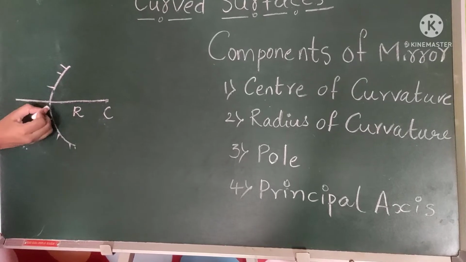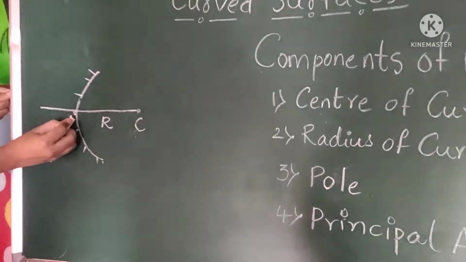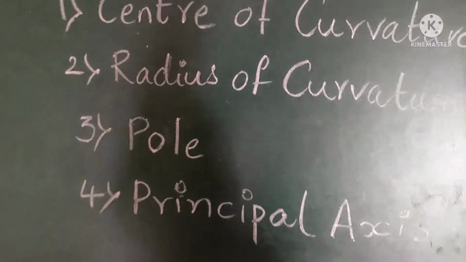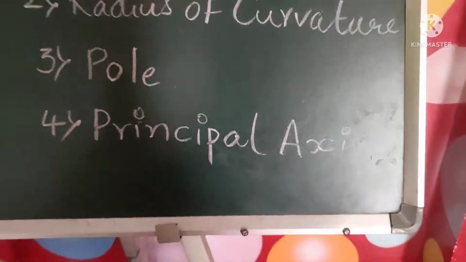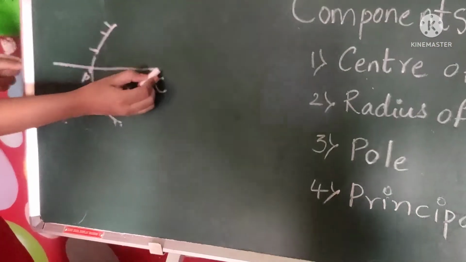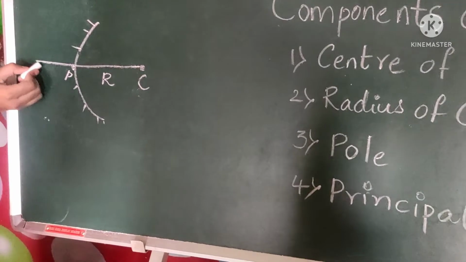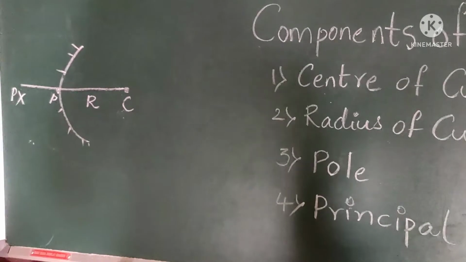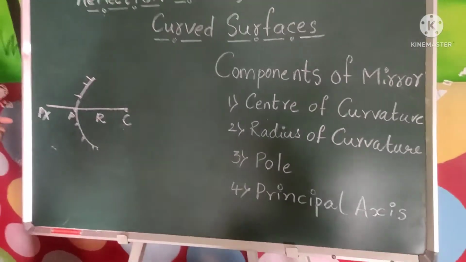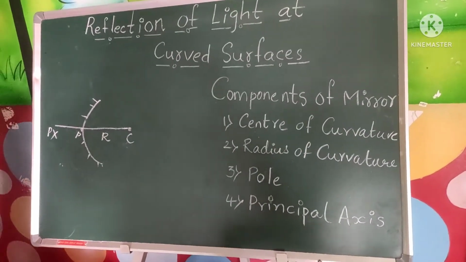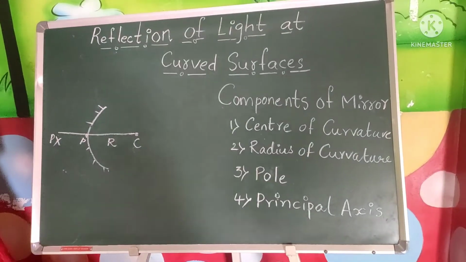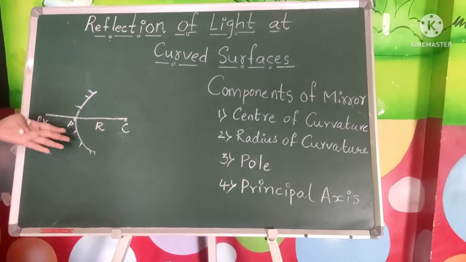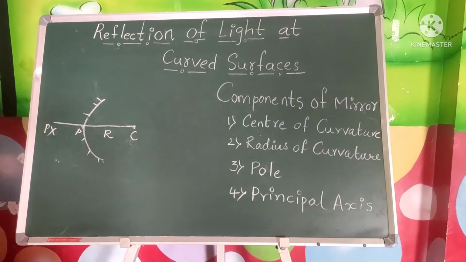Now this mirror has a middle point, the center of the mirror, which is called the pole. I wrote it as P. Third one, pole. Now the fourth one, principal axis. What is it? The line which passes through the center of curvature and the pole is known as the principal axis. Now one more term we have, aperture. I think we hear this word in cameras, but it's not given in our textbook; it's given in NCERT books. The total reflecting area is known as aperture.